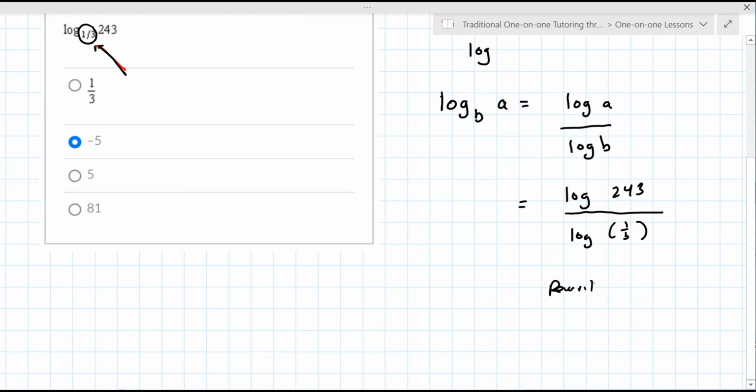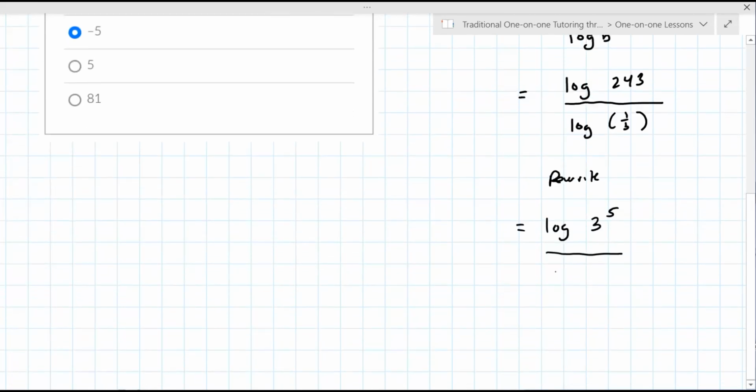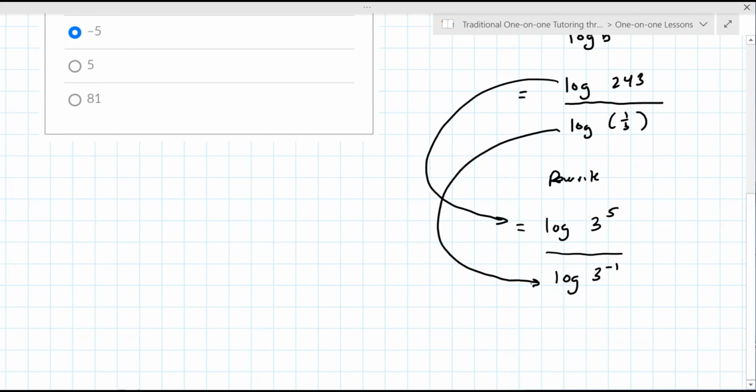It's not even a property. 243 is 3 to the power of 5. And then 1/3, this one's a little bit more unusual, but it's 3 to the power of -1. Let me know if that's unclear, because this is an exponent rule here. So we're just manipulating these two lines here. Is that okay? Is that clear?